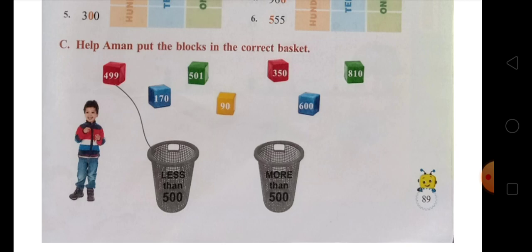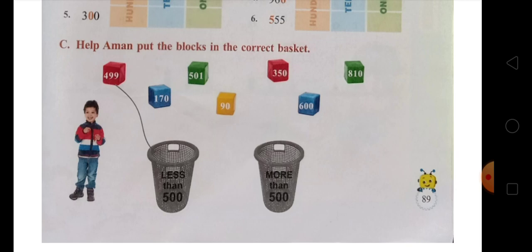Okay, and now the next is 600, and you know that 600 is more than 500, so you have to put this block in the more than 500 basket. And the next one is 810, and you know that 810 is greater than 500, so you have to put it in the more than 500 basket.